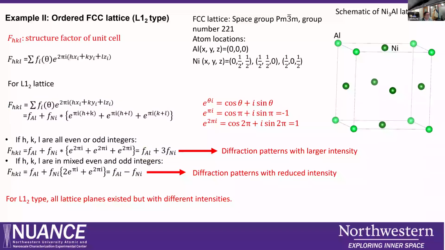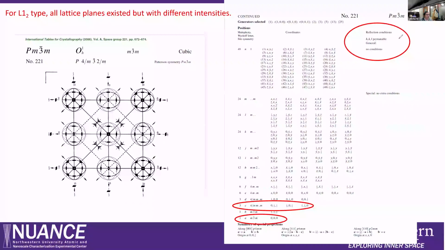Then I give you another example. For an ordered Ll2 type structure, the space group is 221. If you check the table, you see here that all of the reflections can occur. There is no extinction because of the ordering.